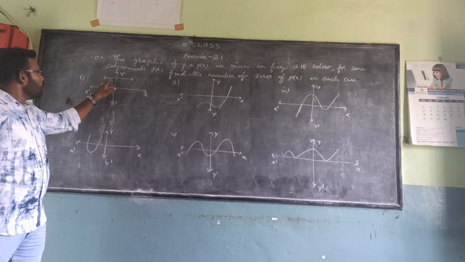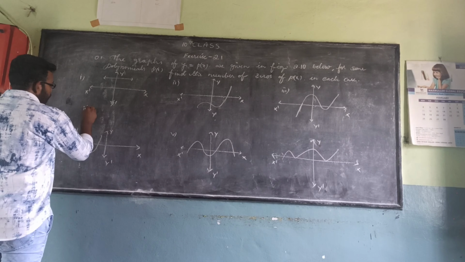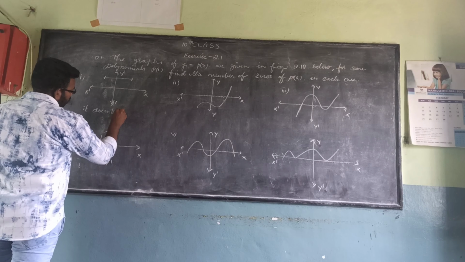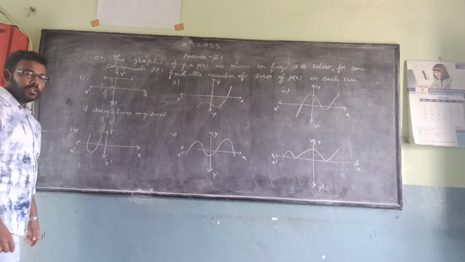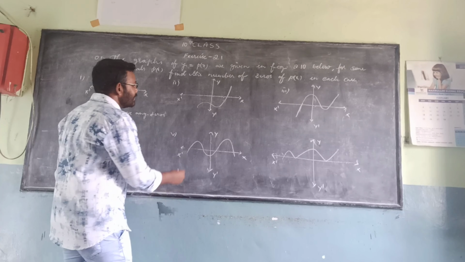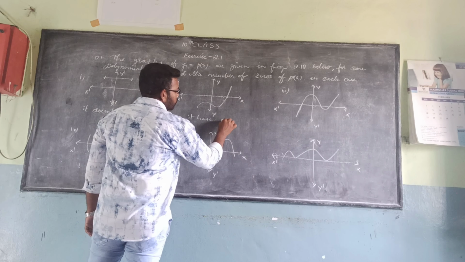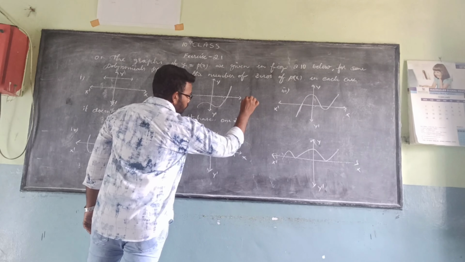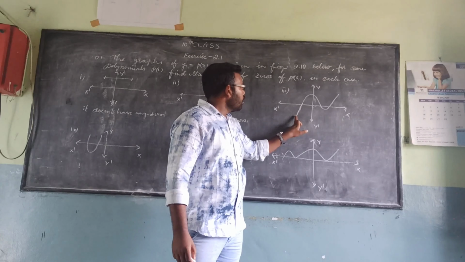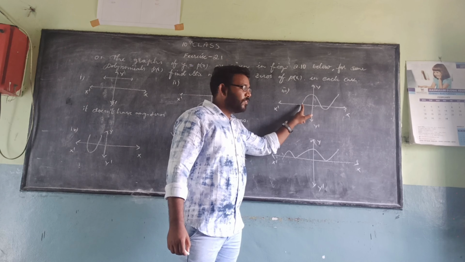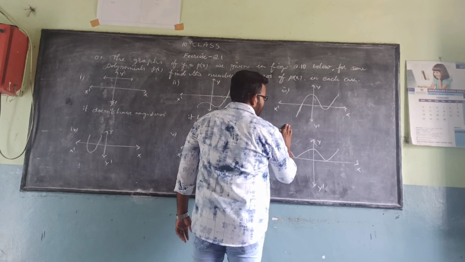If you observe, this polynomial does not touch the x-axis. That's why it doesn't have any zeros. If you observe the second one, it cuts the x-axis at one point. So it has 1 zero. And now if you observe the third one, here the polynomial cuts the x-axis at 3 different points, 1, 2 and 3. That's why it has 3 zeros.